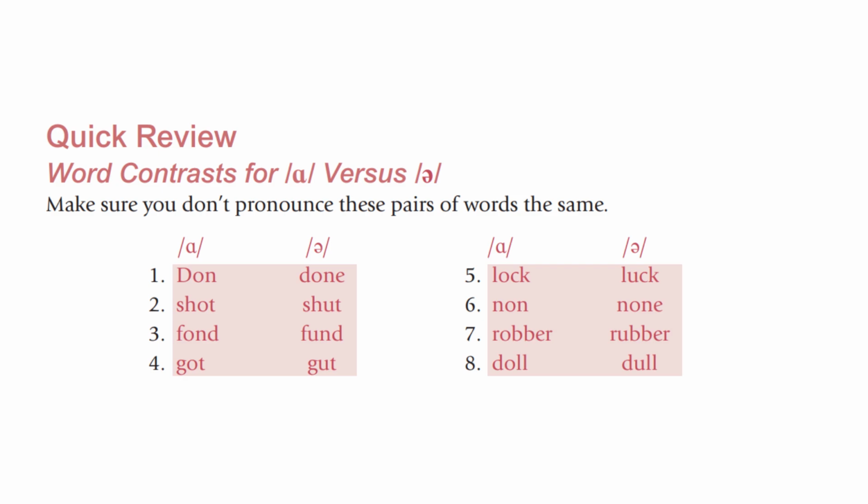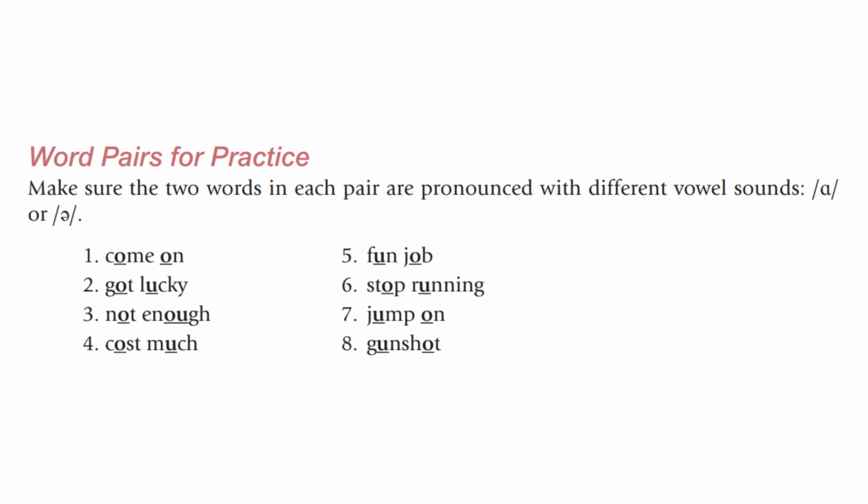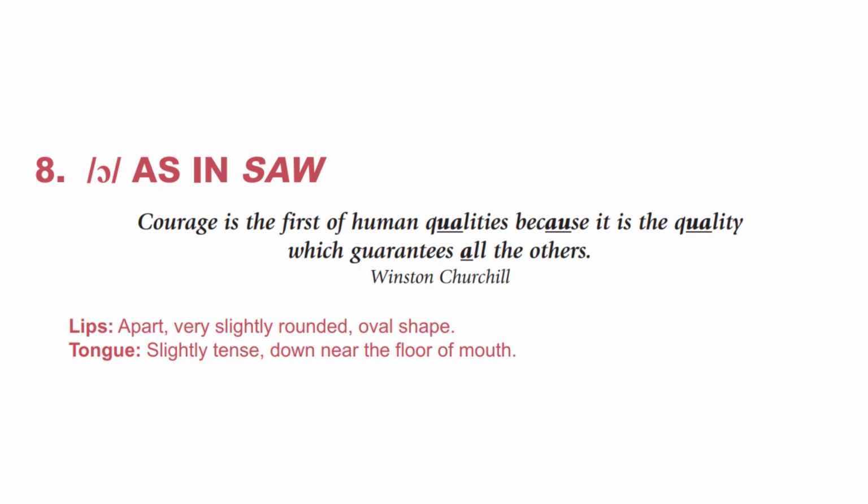Doll, dull. Word combinations for ah and uh. Make sure that the two words are pronounced with different vowel sounds. Come on. Got lucky. Not enough. Cost much. Fun job. Stop running. Jump on. Gunshot.